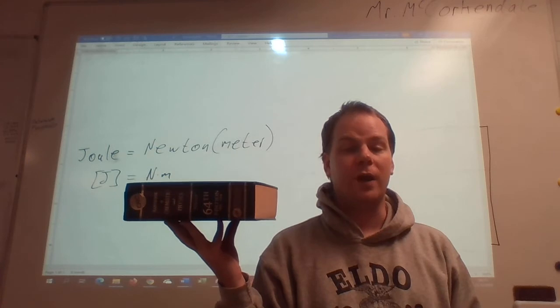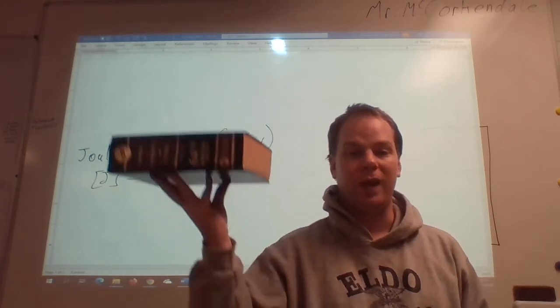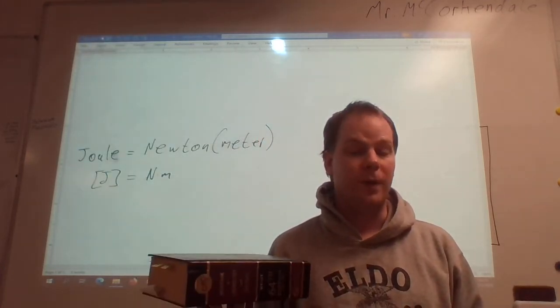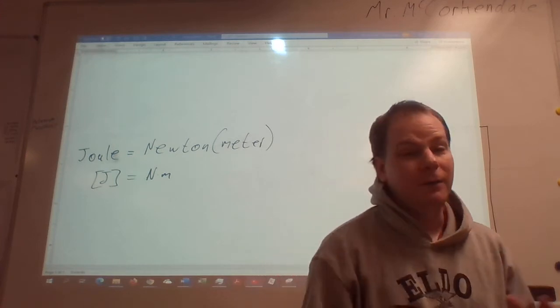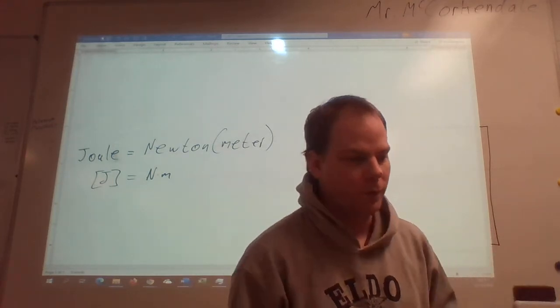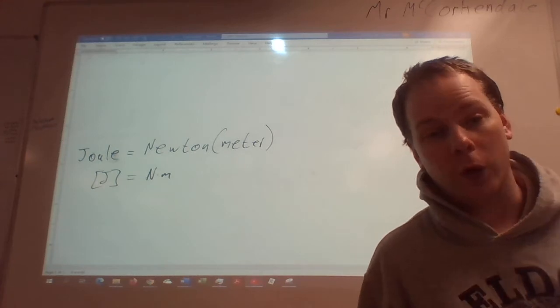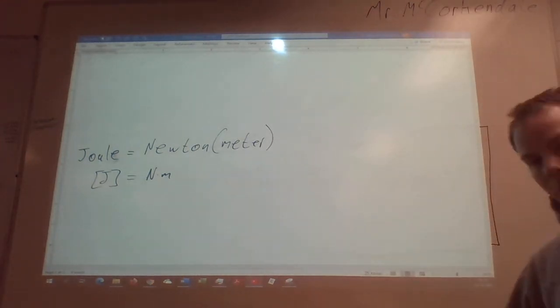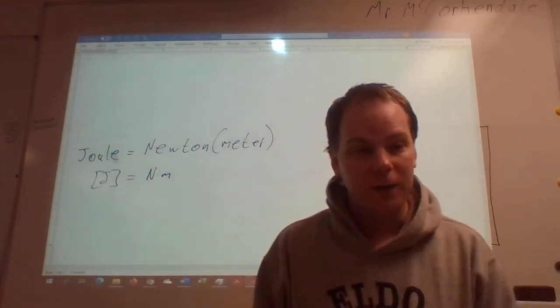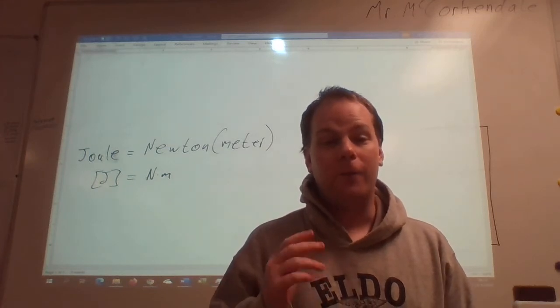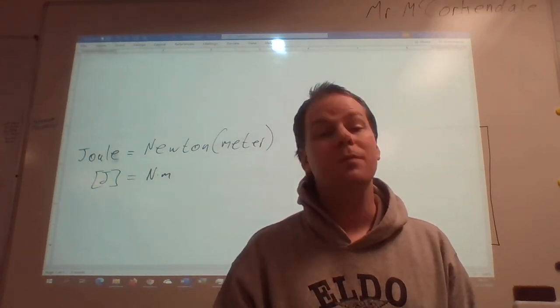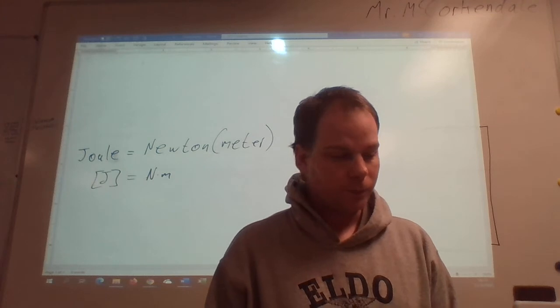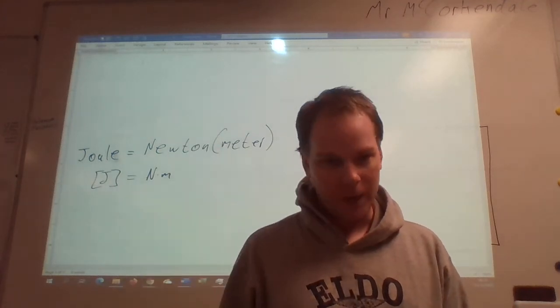Work is only done if the motion and the force are in the same dimension. Now, gravity is one of the main forces that we're going to be dealing with to actually do work. But there is another one that causes work a lot, and that is friction. Now, friction, unlike gravity, can be in multiple dimensions. Gravity is only ever going to be up and down.